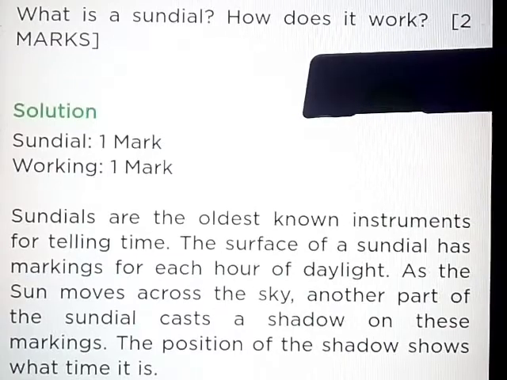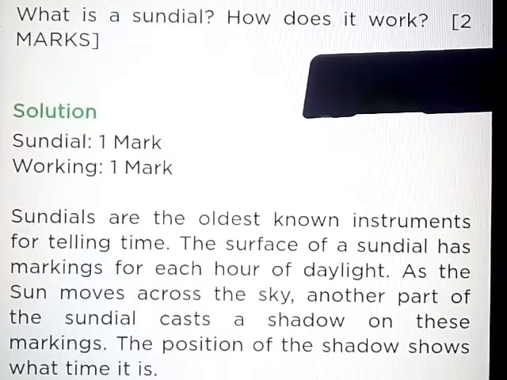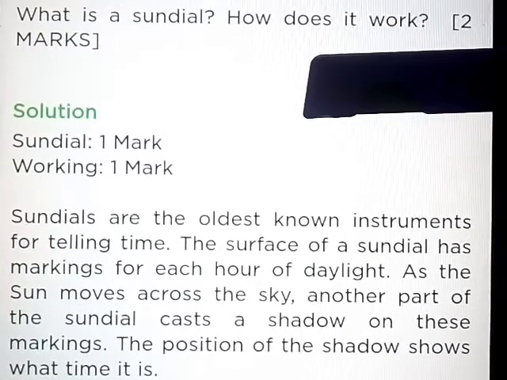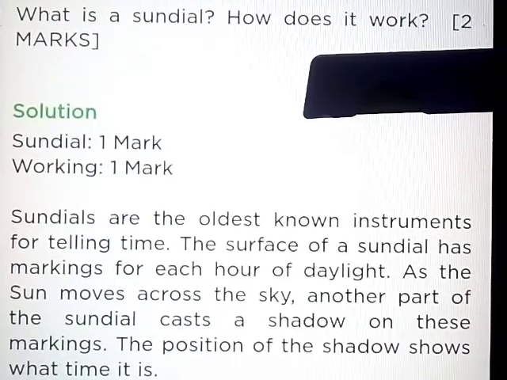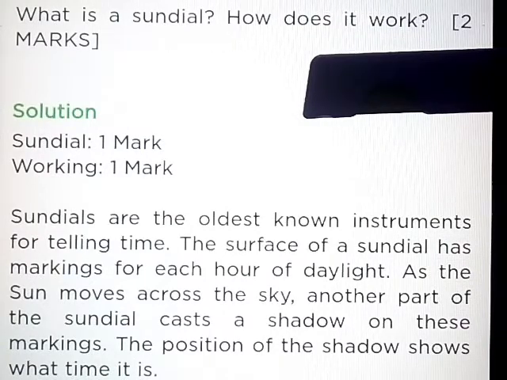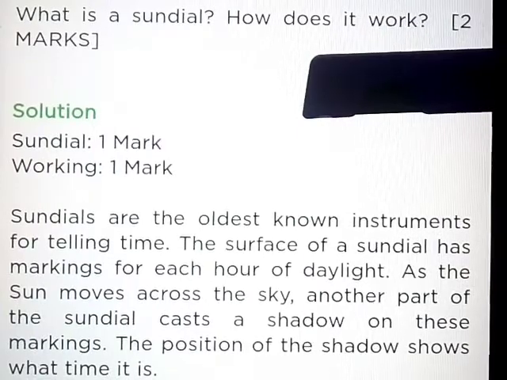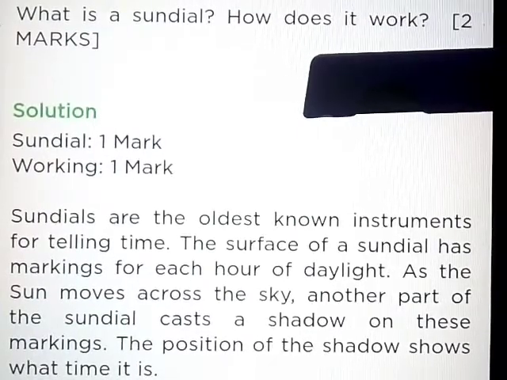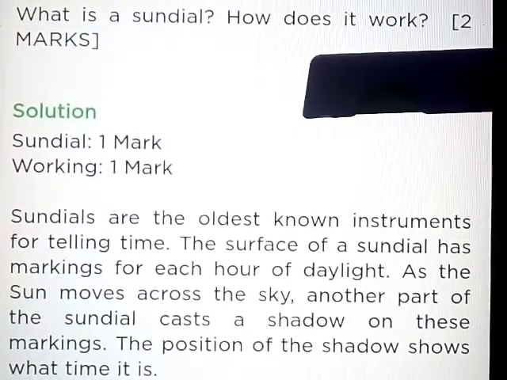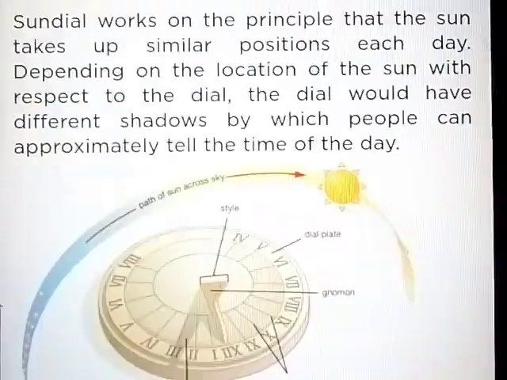Question number 3. What is a sundial? How does it work? Answer. Sundials are the oldest known instruments for telling time. The surface of a sundial has markings for each hour of daylight. As the sun moves across the sky, another part of the sundial casts a shadow on these markings. The position of the shadow shows what time it is.